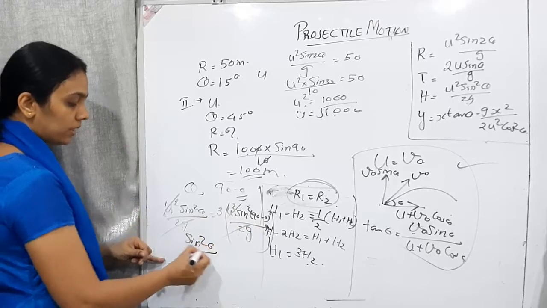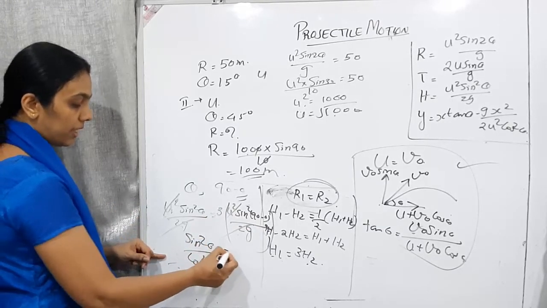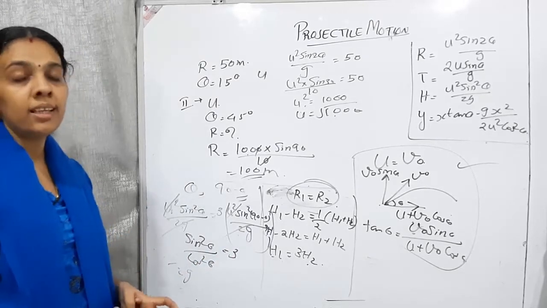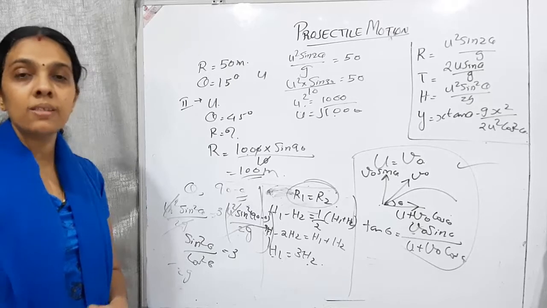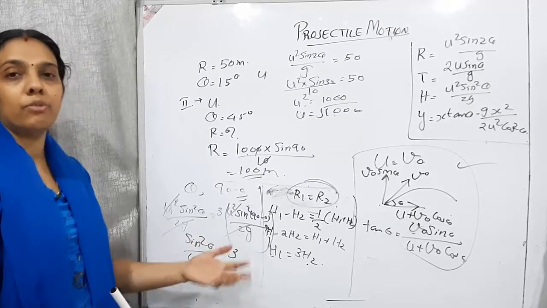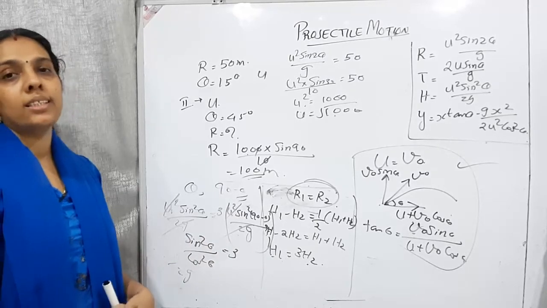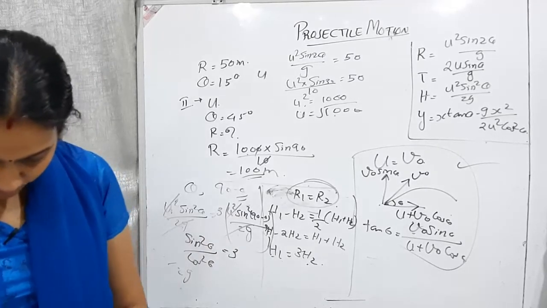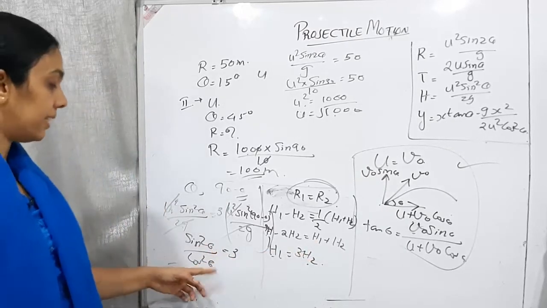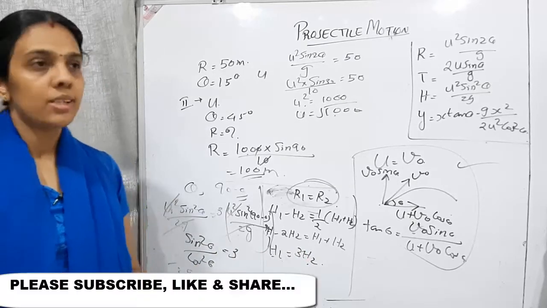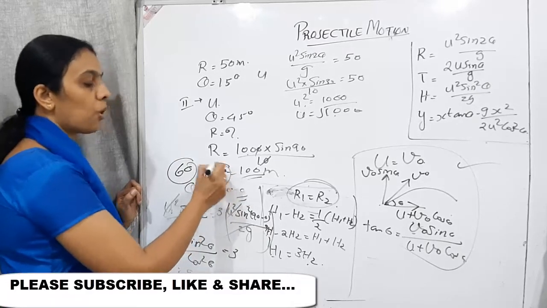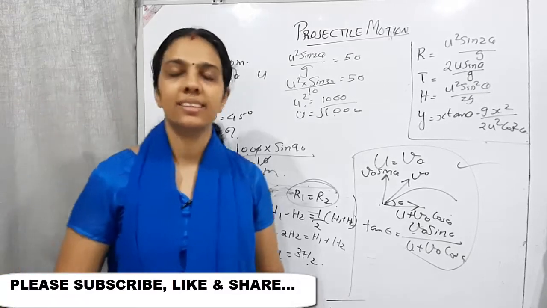I can take cos square theta to this side. Sine square theta by cos square theta equals 3, that is tan square theta equals 3, so tan theta equals root 3, theta equals tan inverse root 3. Tan inverse root 3, the angle will be 60 degree. So one angle is 60 degree and the other angle is 30 degree. So which is the smallest angle? Smallest angle will be 30 degree.